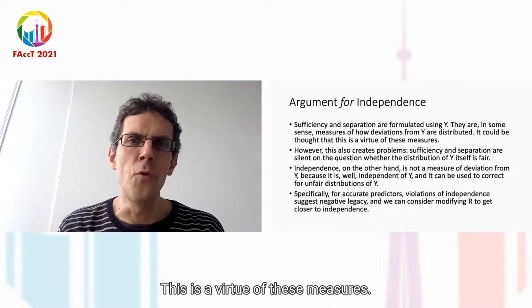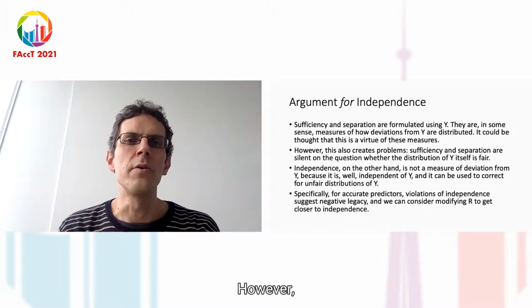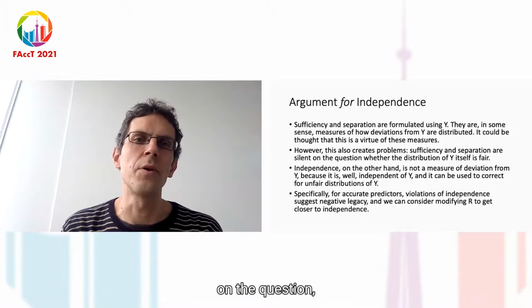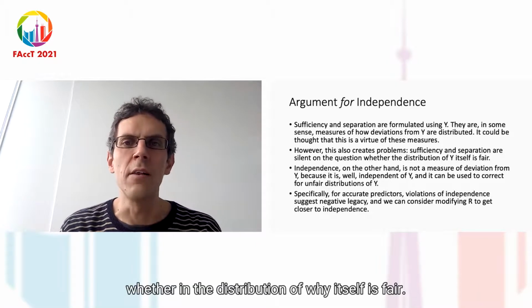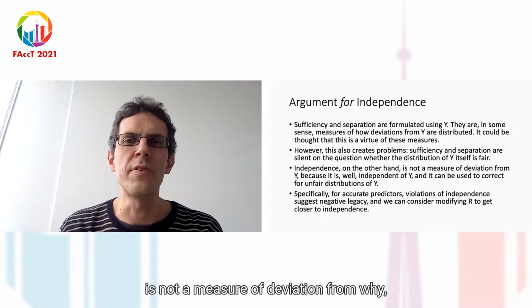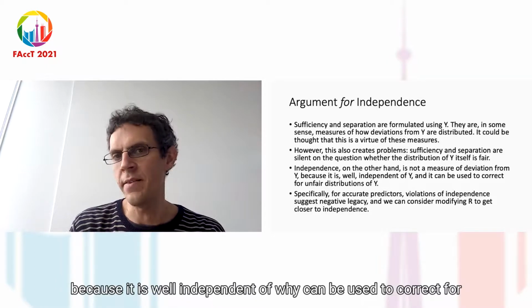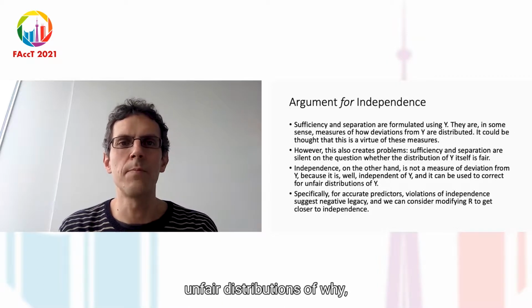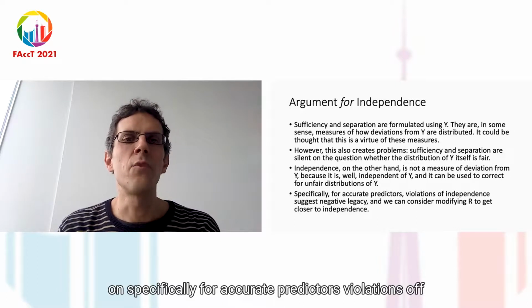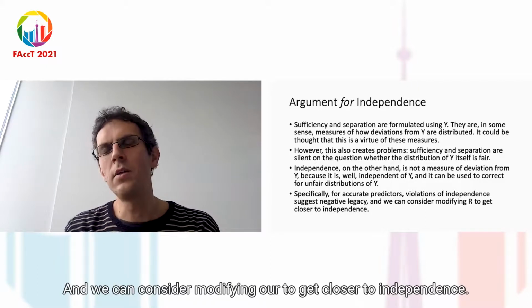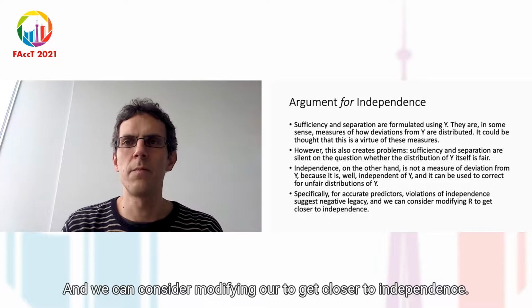And it could be thought that this is a virtue of these measures. However, this also creates problems because sufficiency and separation are silent on the question whether the distribution of Y itself is fair. Independence, on the other hand, is not a measure of deviation from Y because it is independent of Y, and it can be used to correct for unfair distributions of Y. And specifically for accurate predictors, violations of independence suggest negative legacy, and we can consider modifying R to get closer to independence.